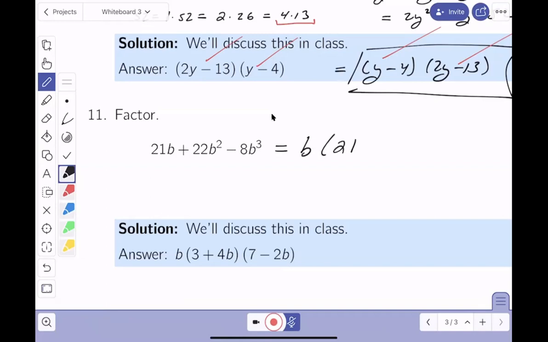What do you get? 21 plus 22B minus 8B squared. Let me check that for you.